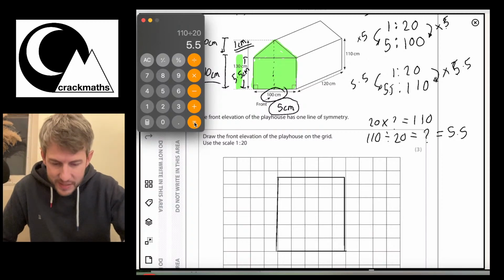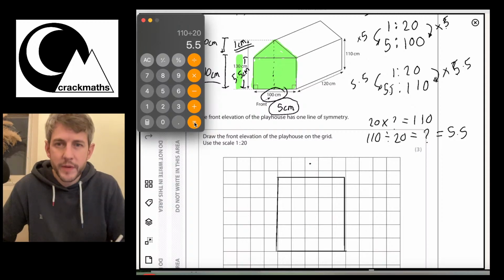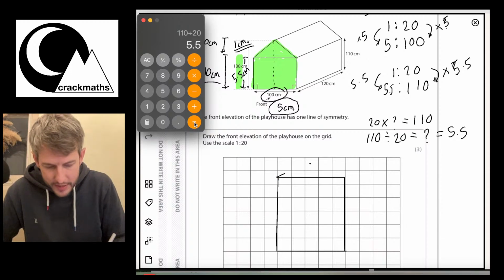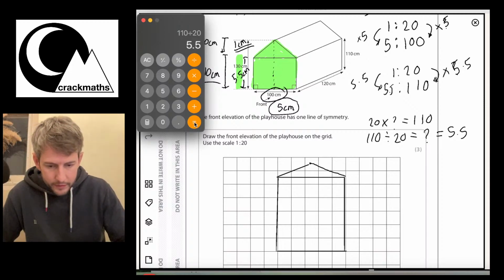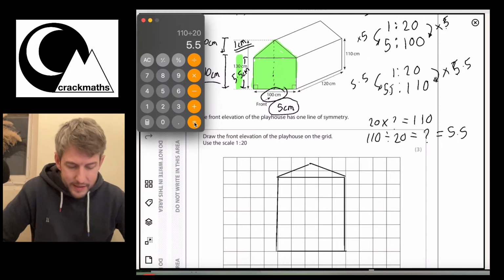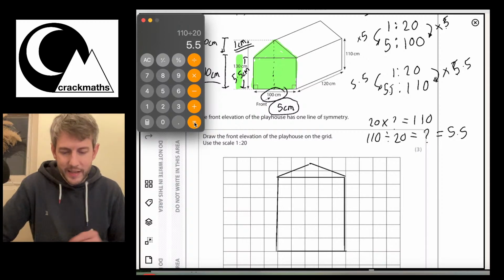And then the last bit is 1 centimetre. So, and it's got one line of symmetry. So the peak is going to be 1 centimetre up and in the middle. So I'm going to put that over to here, to there like that. And I'll put this line over here. And there we go. So it looks a little bit weird, doesn't it? Because it doesn't look like this.